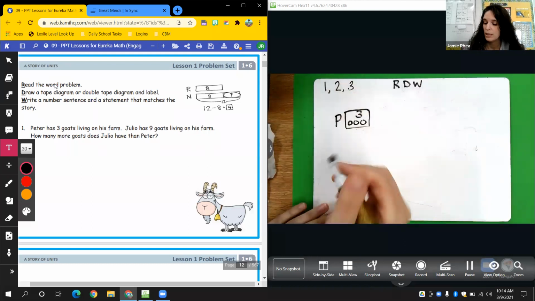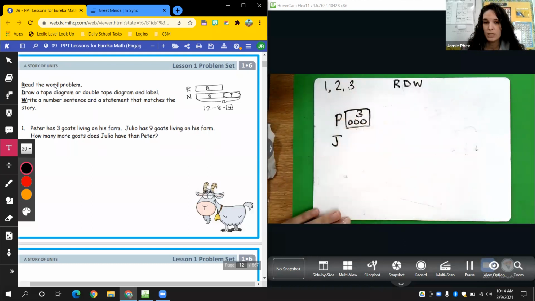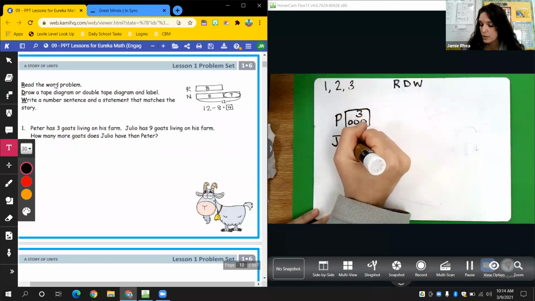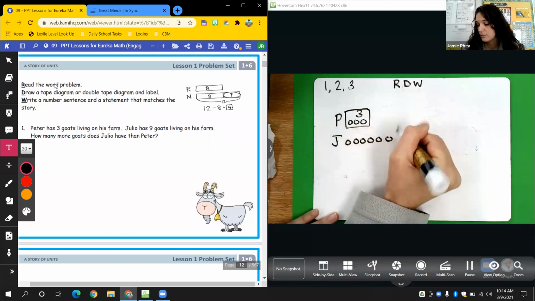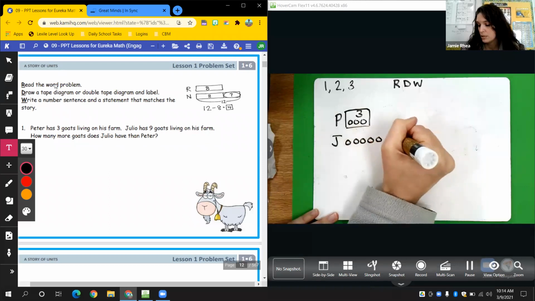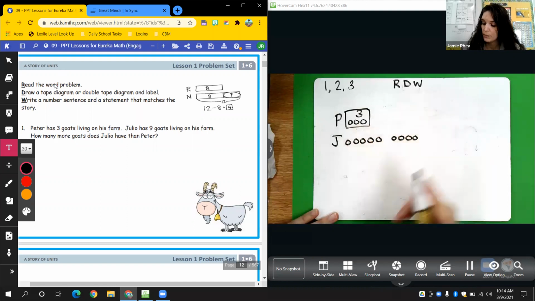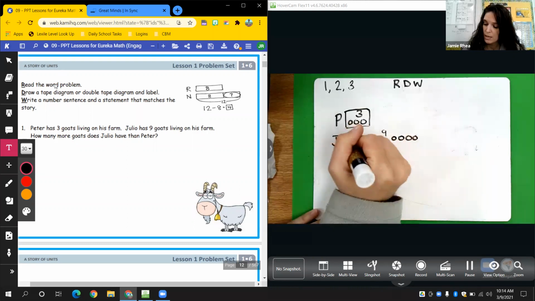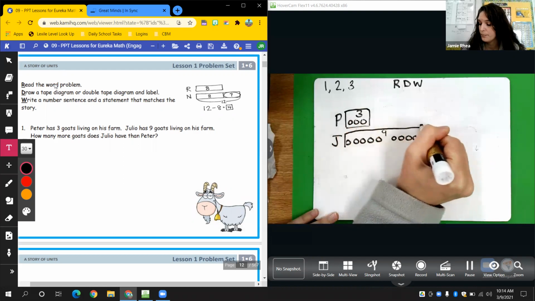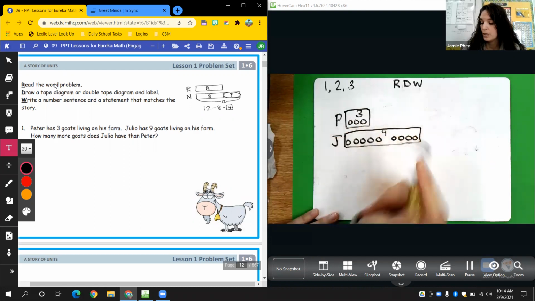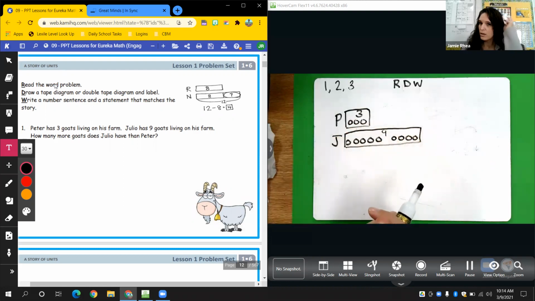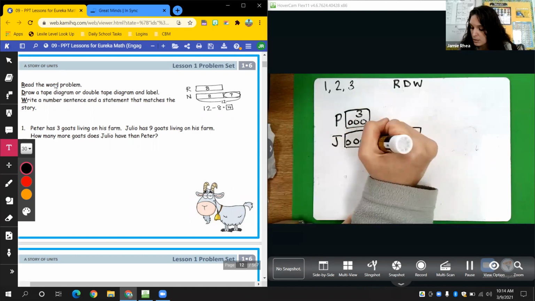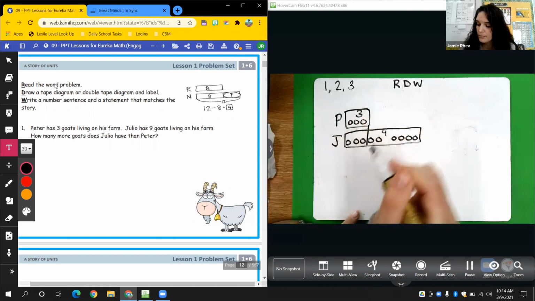Now, Julio has 9 goats living on his farm. So let's draw 9. 1, 2, 3, 4, 5, 6, 7, 8, 9. I'm going to put a 9 here, and I'm going to make a box around it. Okay, now, how many more goats does Julio have than Peter? So this is where I can draw my line to match up.